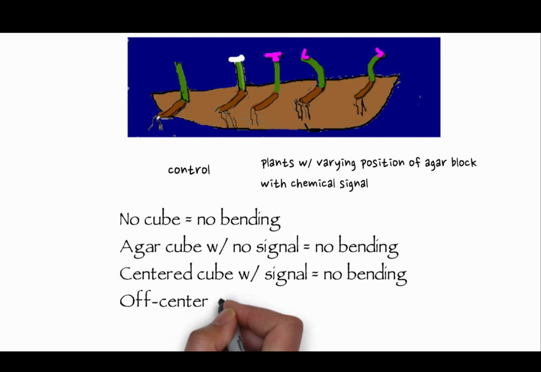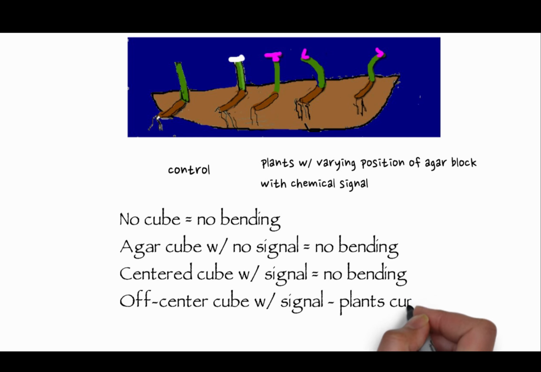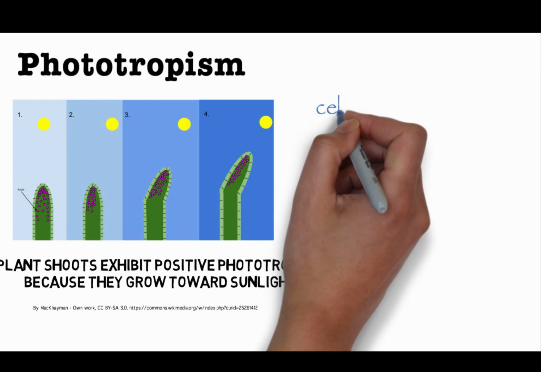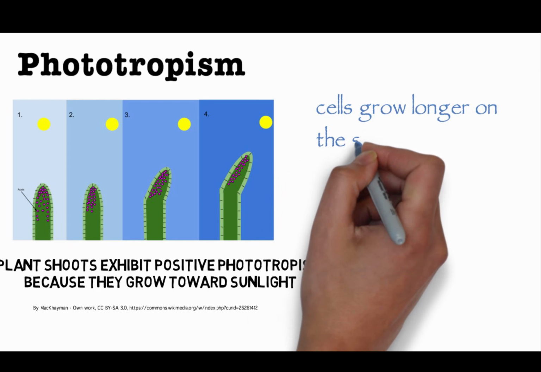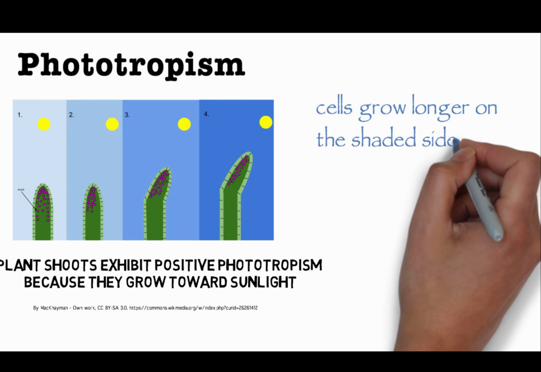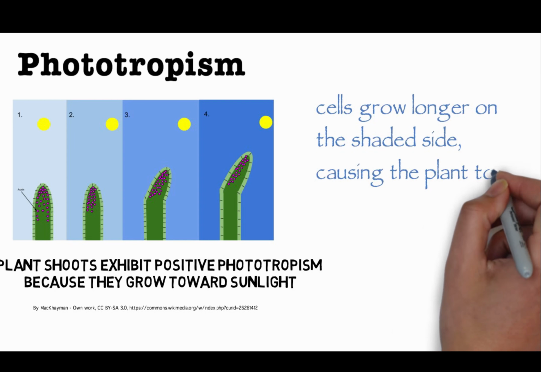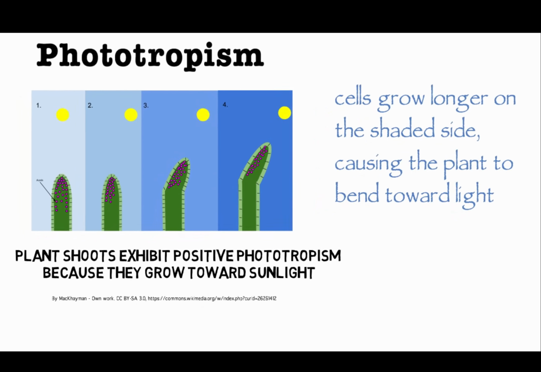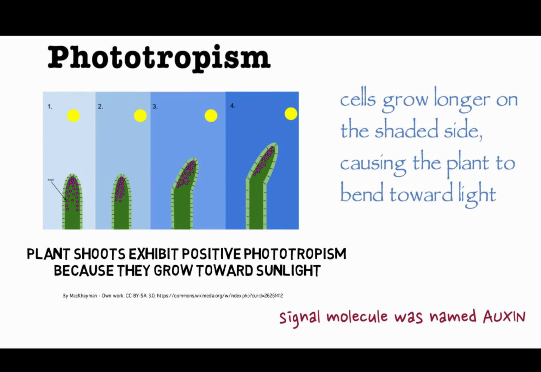However, they noted that when the agar cube was placed off-center, the plants curved away from the side with the cube, suggesting that the chemical caused increased cell growth. If the plants grow longer on the shaded side, this will cause the plant to bend towards light. The signal molecule was named auxin. Studies in plants other than grass suggested that illumination on one side caused growth inhibitors to concentrate on the lighted side of the stem. But the discovery of auxin led to the search for other plant hormones.